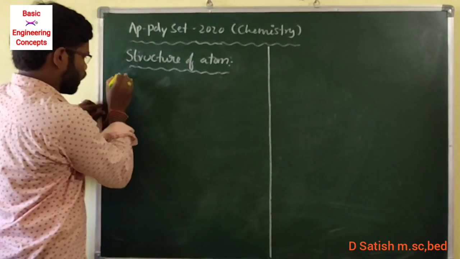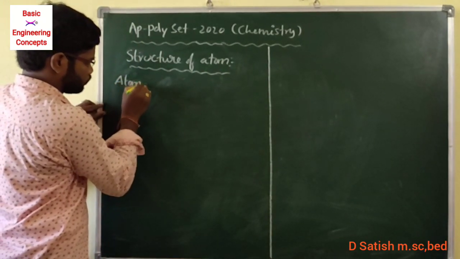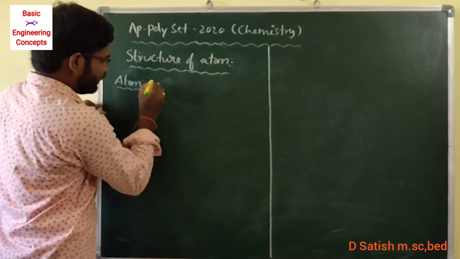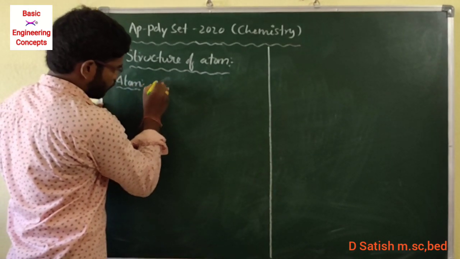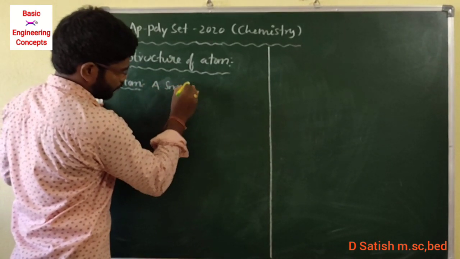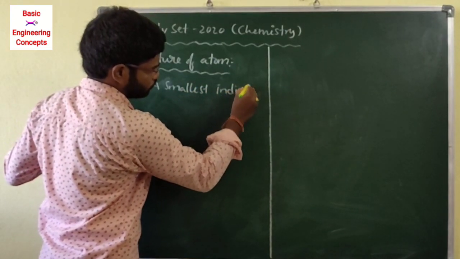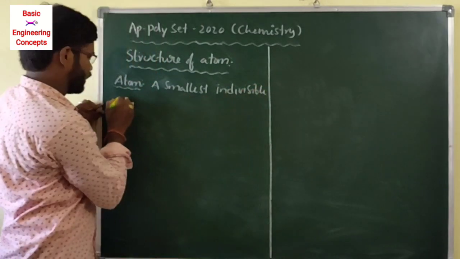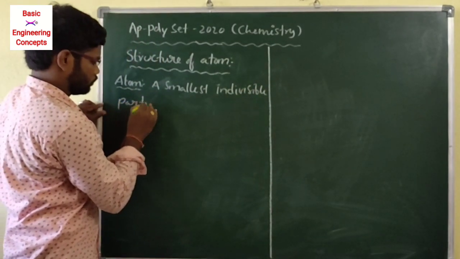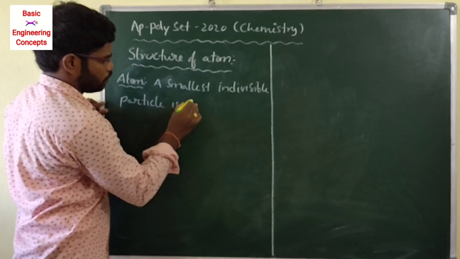So first of all, what does atom mean? The smallest indivisible particle. The indivisible particle is called an atom.